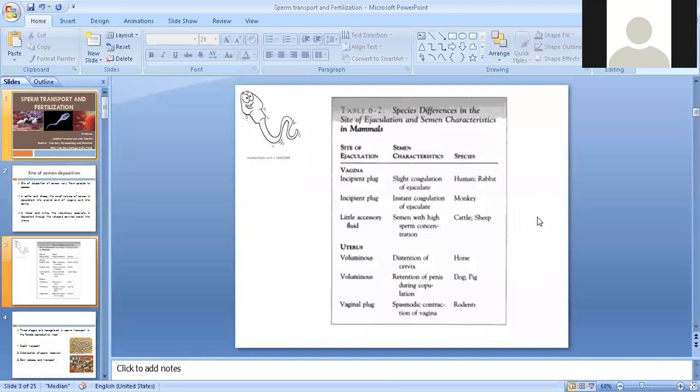So this is the table showing the site of ejaculation in different species. In case of rabbits, it is in the vagina. In case of monkeys, cattle, sheep, it is in the vagina only, but the semen has a high concentration of sperms in it. And the site is the uterus in case of horse, dog, pig, as well as rodents.